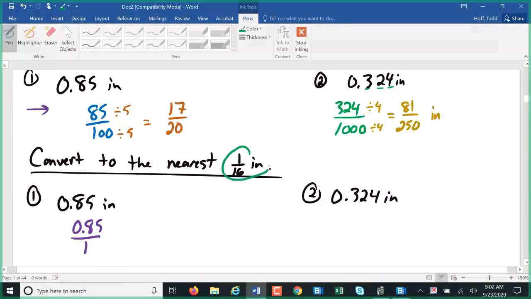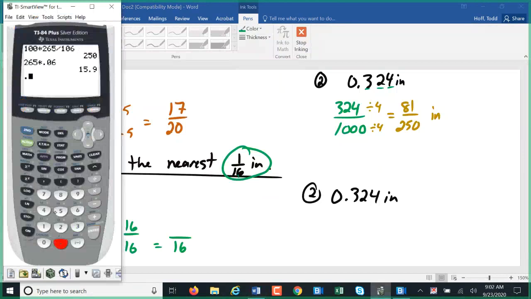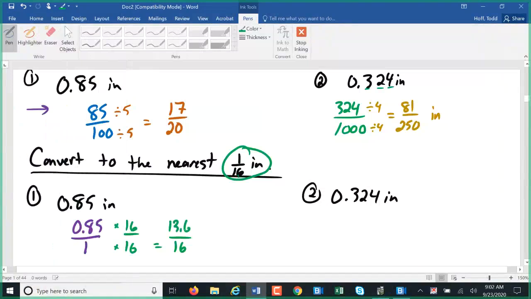Well, we want the denominator to be 16, so we're going to multiply that 1 by 16 to make 16. If we multiply the denominator of a fraction, we have to multiply the numerator of the fraction. So 0.85 times 16 is, what is that, 13.6? It is 13.6 over 16. Well, this is telling us that we are between 13 sixteenths and 14 sixteenths. Well, 13.6 is actually closer to 14, so that's 14 sixteenths, which reduces to 7/8 of an inch.